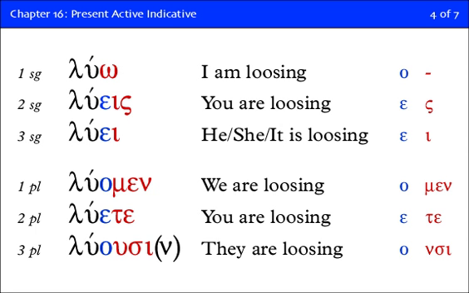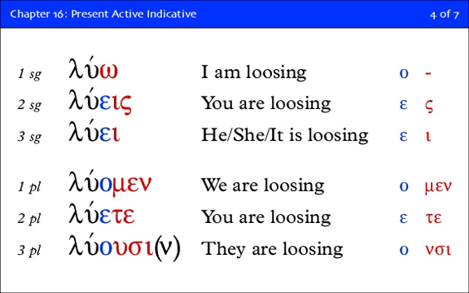I want you to be able to say, here are the primary active personal endings with connecting vowel: o, eis, ei, omen, ete, ousi. But you also must know that the true personal endings are nothing, sigma, iota, men, te, nsi. Now you can see from the true personal endings that they have been significantly modified in some of the specifics. Epsilon sigma has gone to lueis, epsilon iota. Omicron plus nsi has gone to luousi. Okay, there's been changes, but that's why I want you to memorize both.